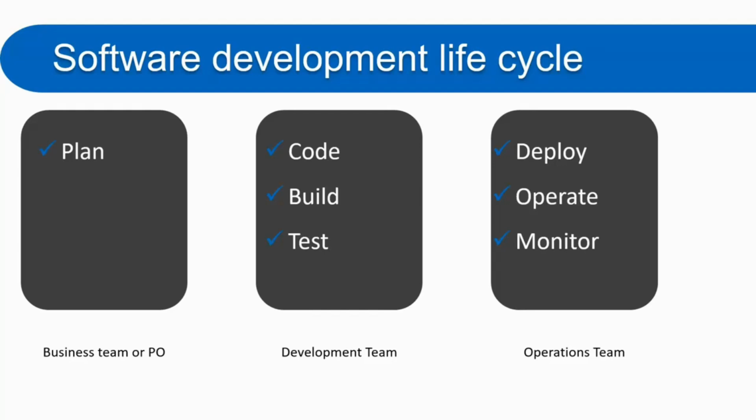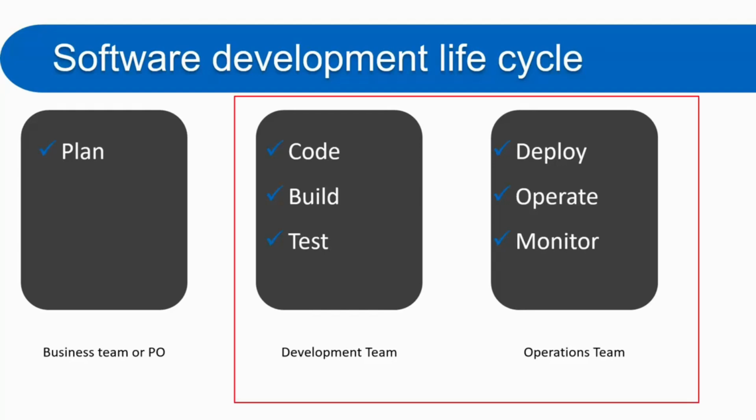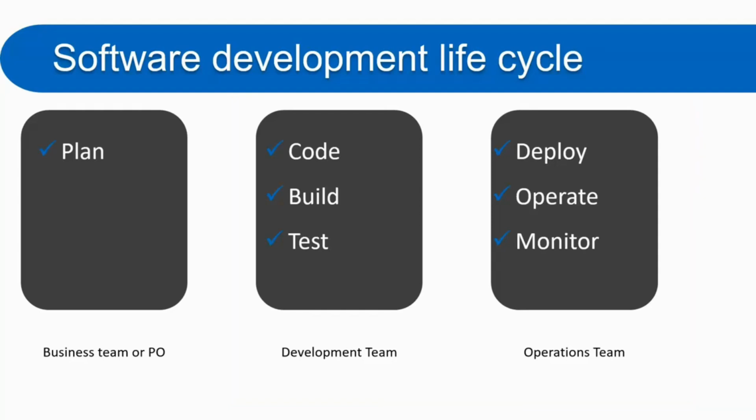When Agile came into the picture, the gap between these 2 teams was filled, or the business team or PO and the development team were working together on the success of a project. Now we have one more team, the operations team. Still there is a gap between these two teams, which are the development team and the operations team. So here comes the DevOps in action.